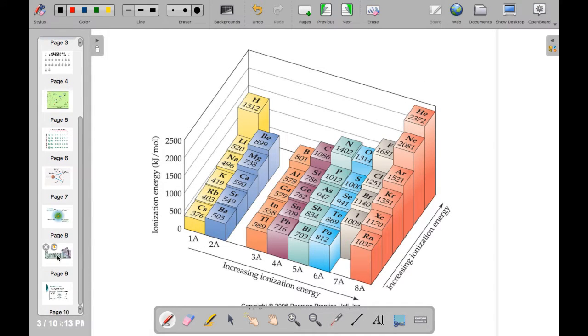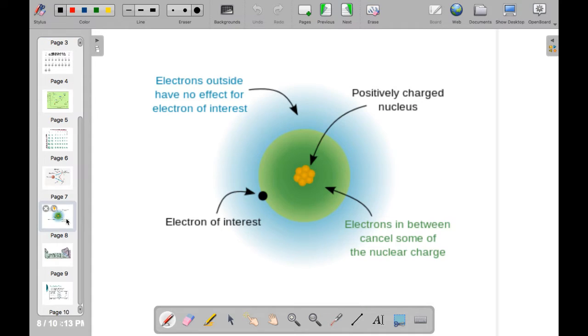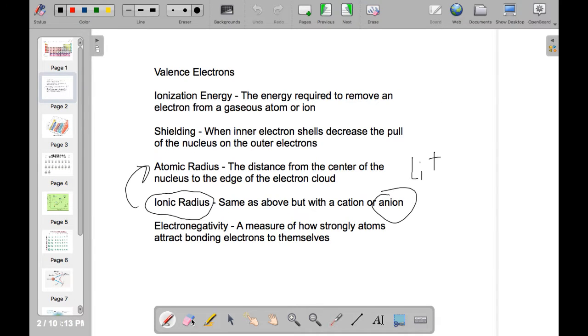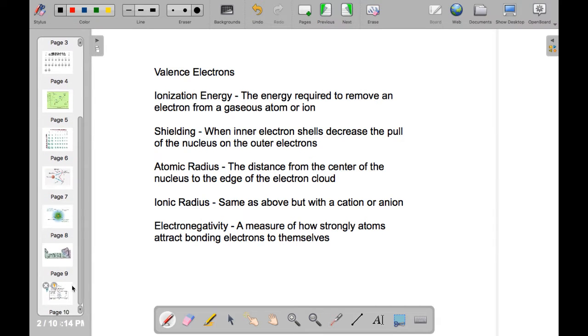That leads us to the last thing we're going to talk about, which is electronegativity. Let's go ahead and look at the definition. Electronegativity is a measure of how strongly atoms attract bonding electrons. So that's kind of similar to ionization energy, but this is just taking something away, whereas this is attracting something. And actually there's a scale that goes up to 4, and this is based on actual studies in a lab.